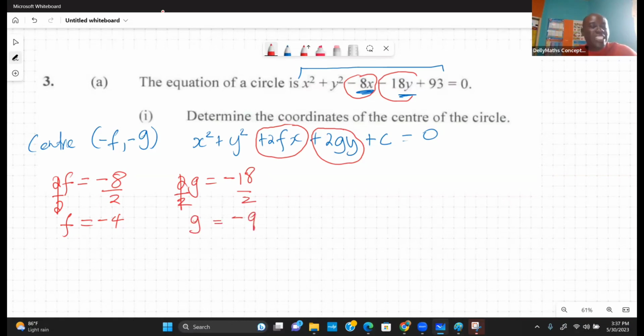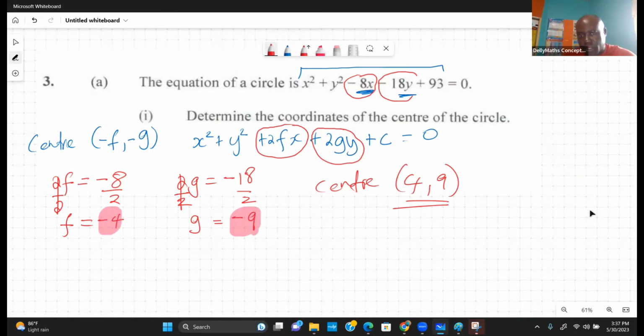Now we have f and g. But remember, the center is not f and g. The coordinate for the center is going to be the opposite of f and g, so taking our negative 4 and negative 9, we get positive 4, positive 9. This is our center. So we can always easily find our center from that sort of situation.